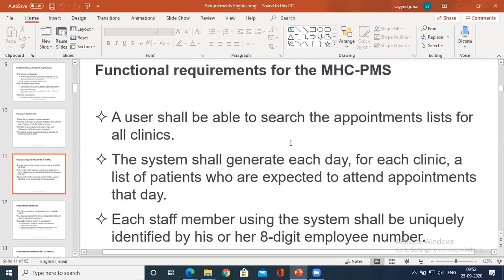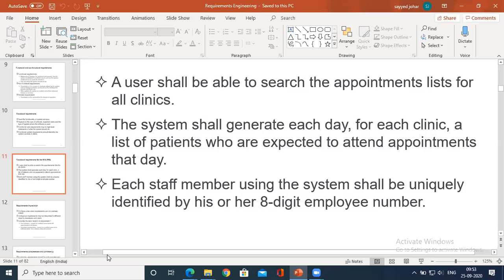You know what is MSc PMS? Patient management system. That is mental health care patient management system. What should be the functional requirement in this case study? So you could see, a user should be able to search appointment list for all clinics. The system should generate each day for a particular clinic a list of patients who are expected to attend the appointment on that particular day.